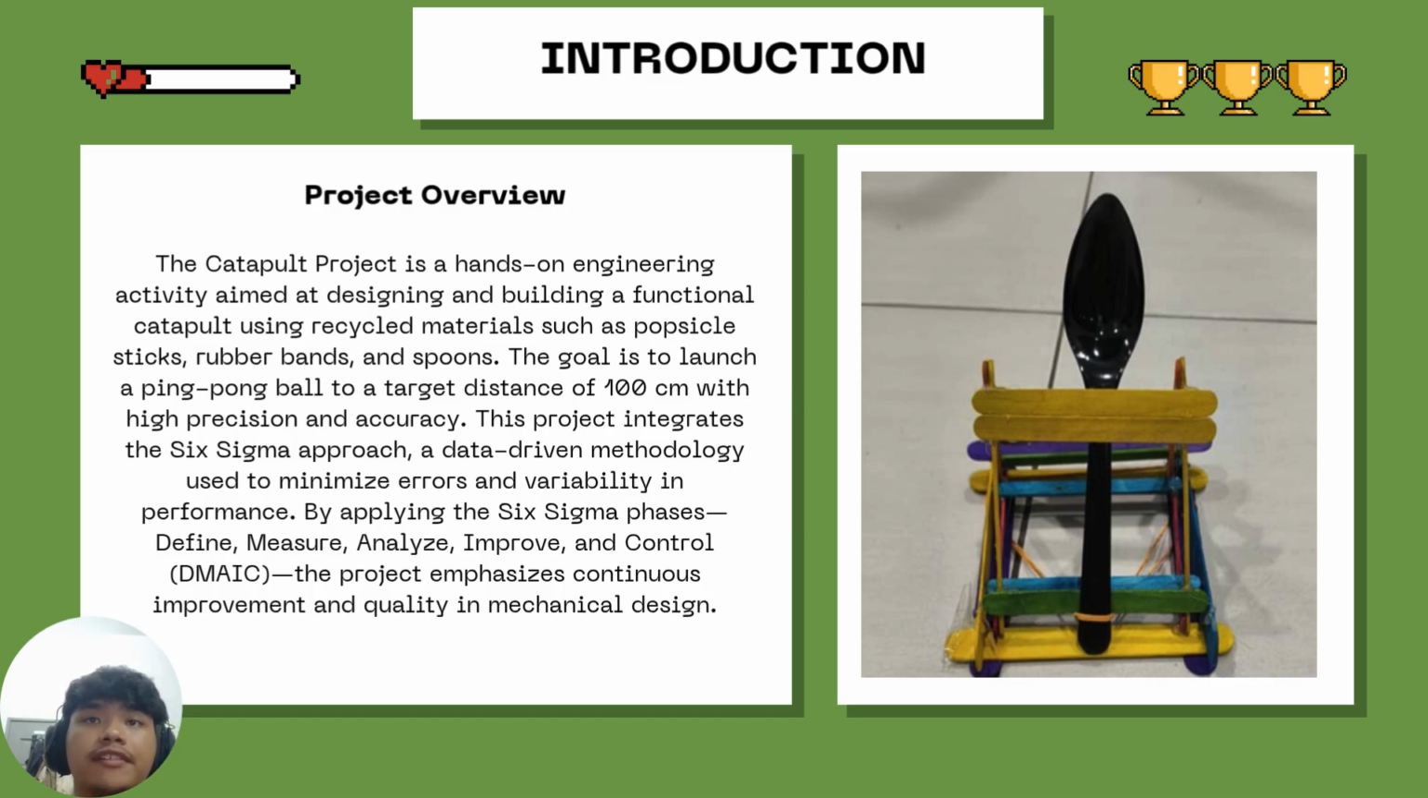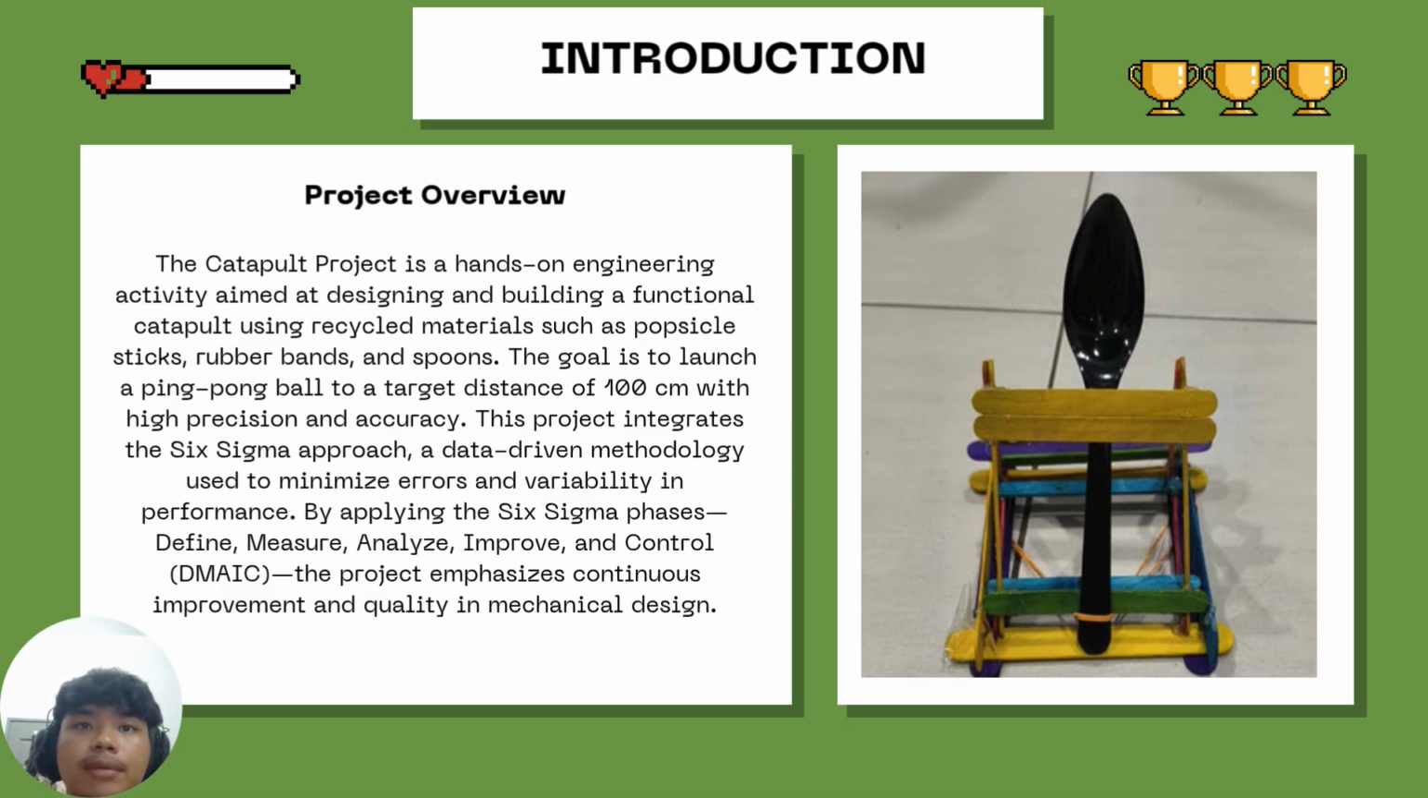So for the introduction, firstly, I will present the project overview. The Catapult project is a hands-on engineering activity aimed at designing and building a functional catapult using recycled materials such as popsicle sticks, rubber bands, and spoons.